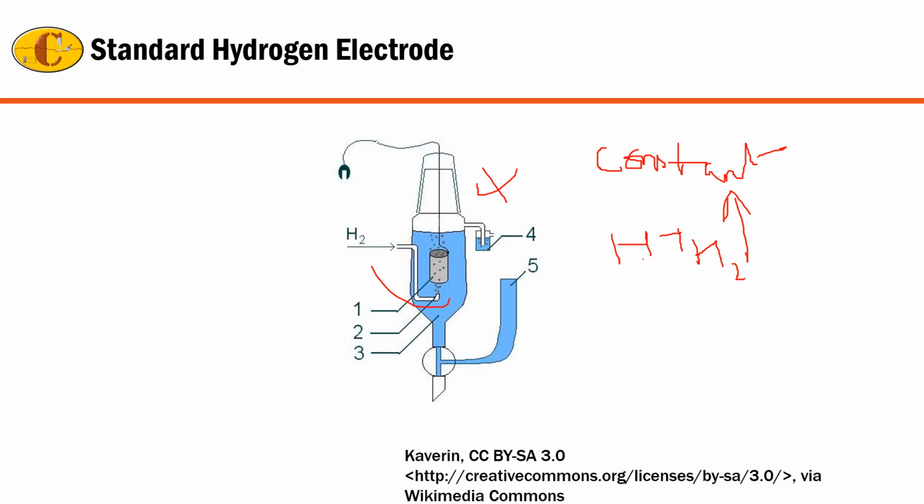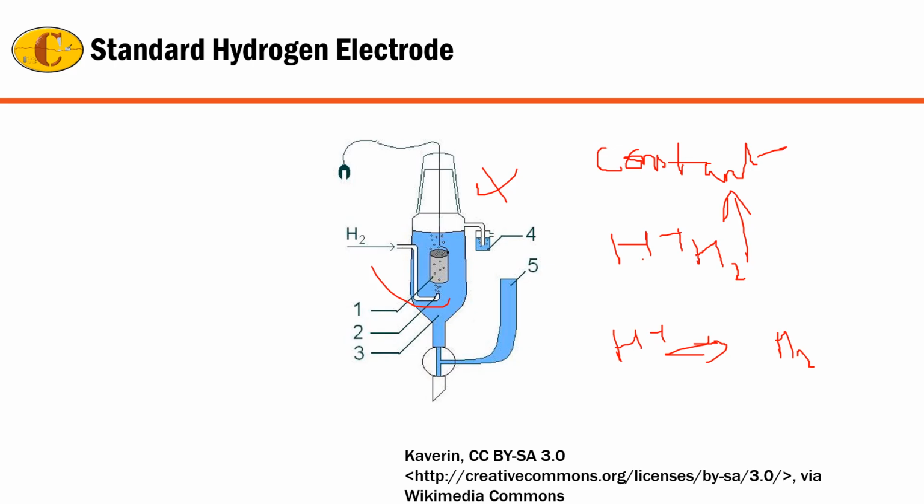So the reaction between H plus and H2 should be reversible. So they should go, irrespective of what happens at the other end, this reaction should go on reversibly. So these are the two conditions which actually have to be followed by each reference electrode.